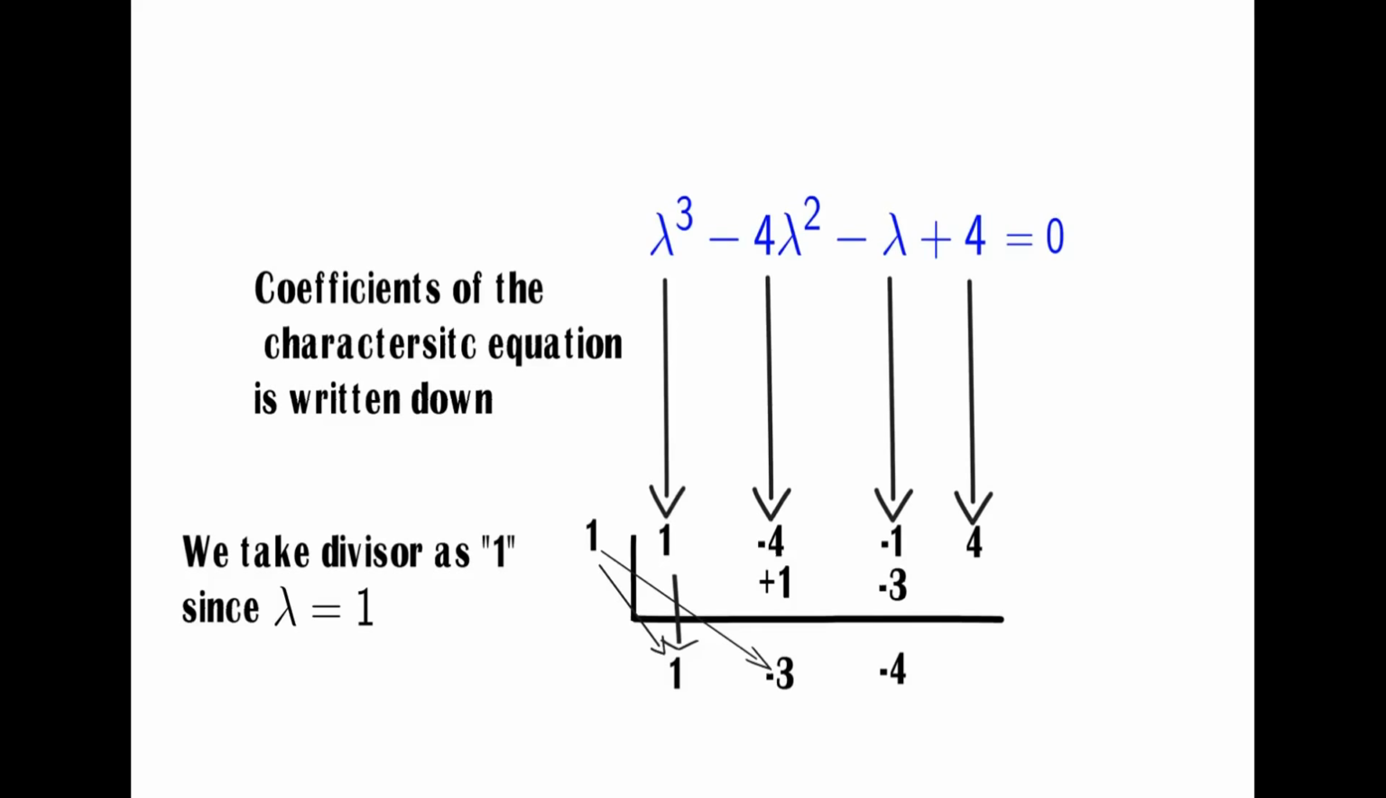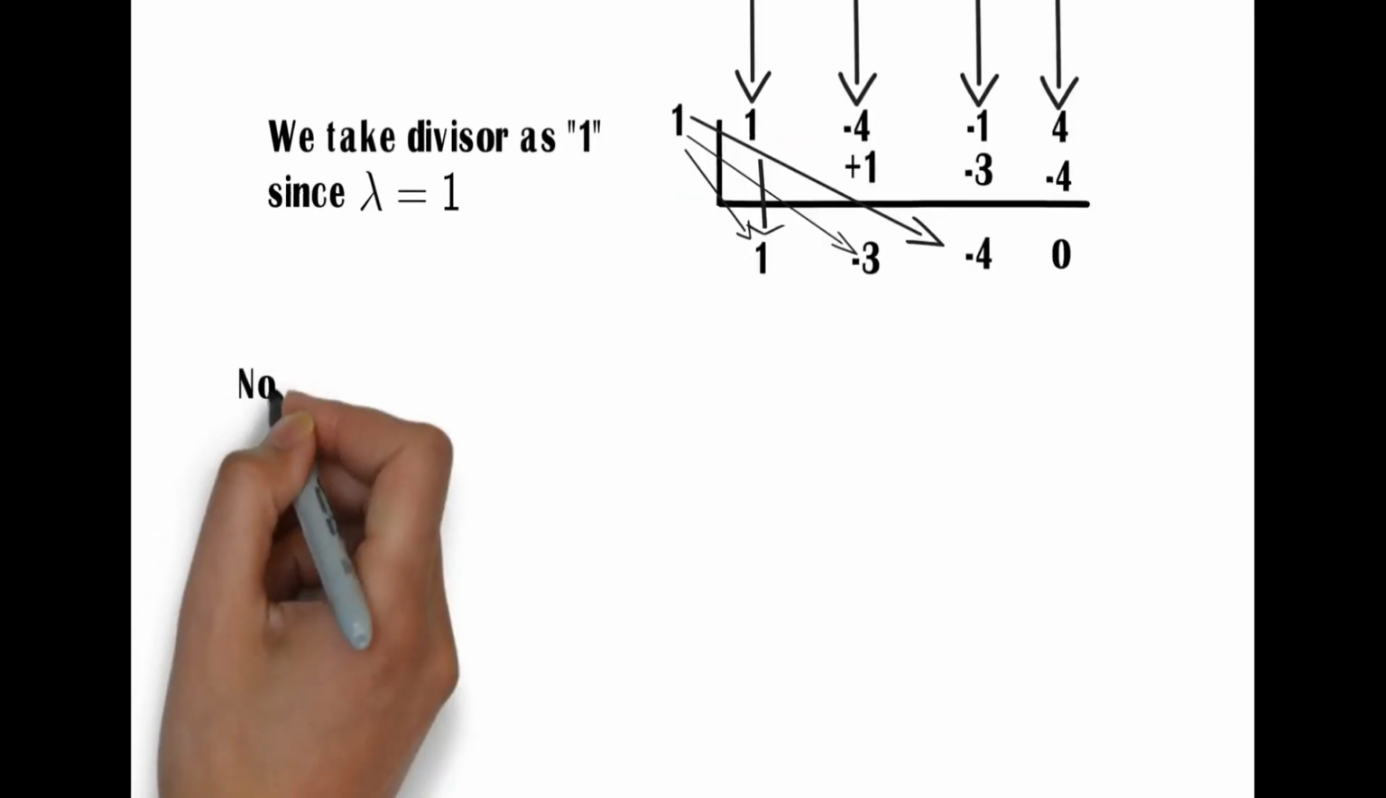and again multiply minus 4 with 1, we get the result as minus 4, which is written below positive 4, and add minus 4 plus 4, we get the result 0.